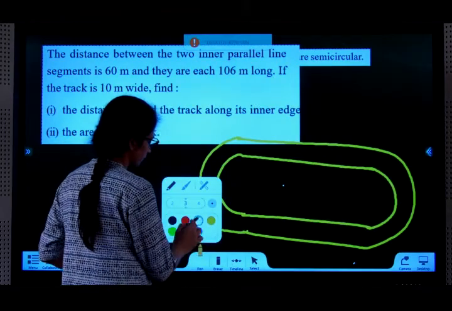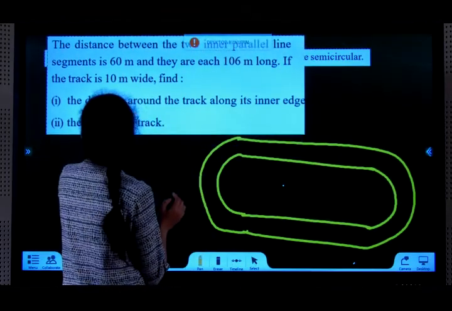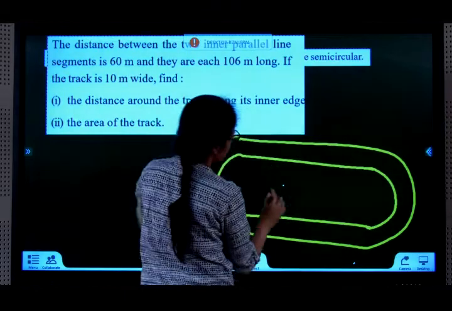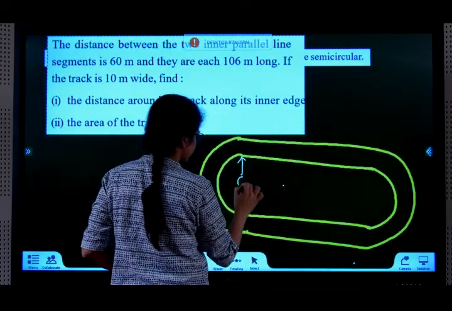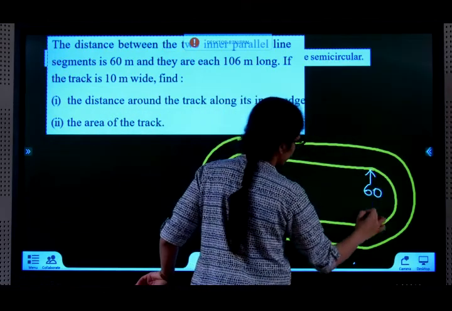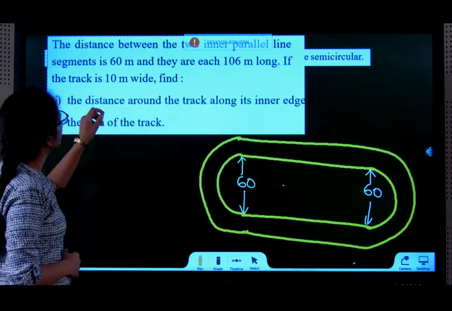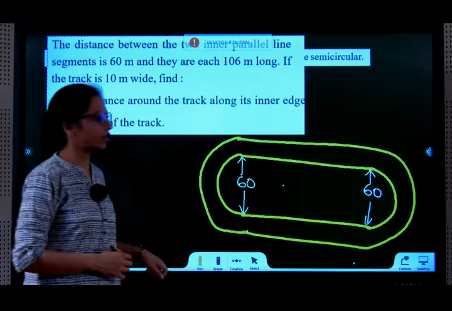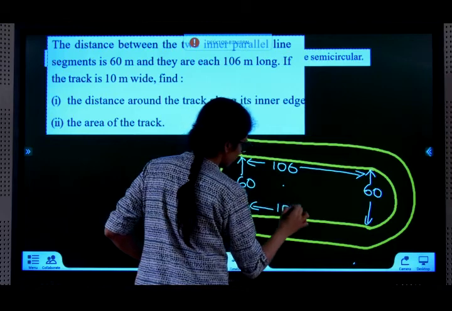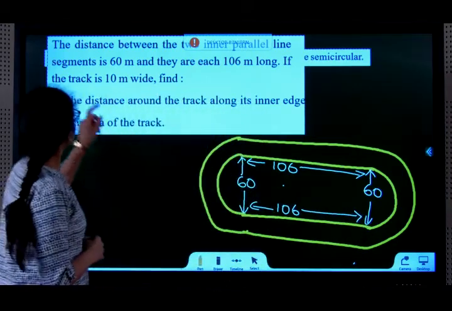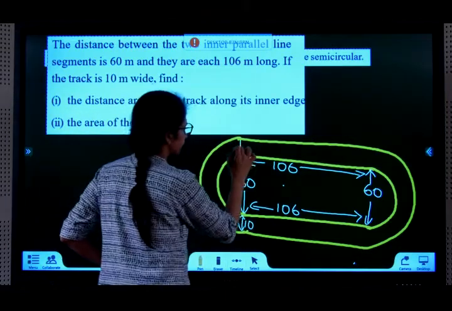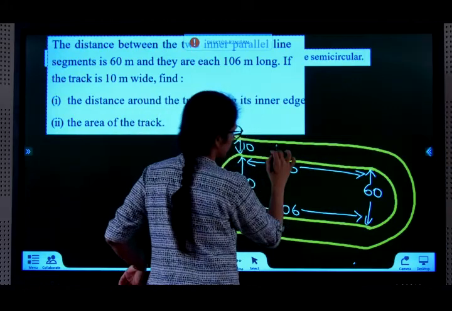They are telling you the distance between the parallel line segments is 60 meters. Inner parallel line segments are these. These are all parallel. The distance between them is 60. Agreed? This is 60. This is 60. And they are each 106 meters long. These parallel line segments are each 106 meters long. If the track is 10 meters wide, this portion here is 10. 10, 10, 10. Everywhere it's 10.